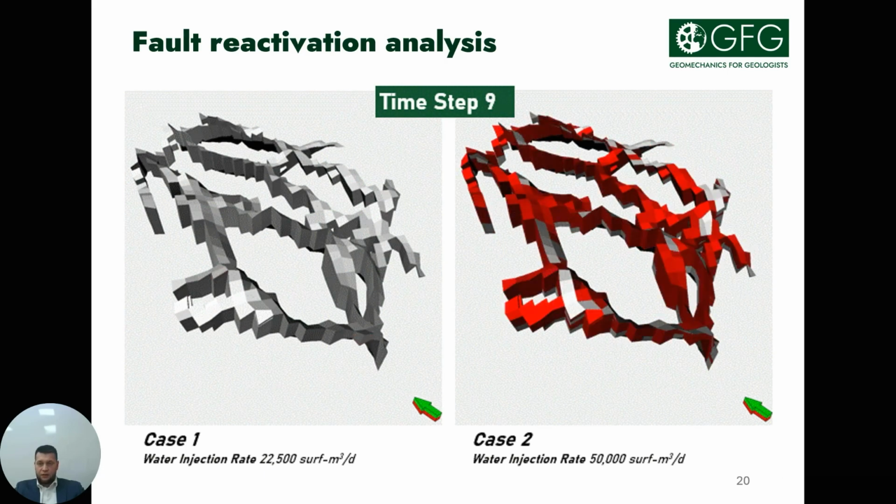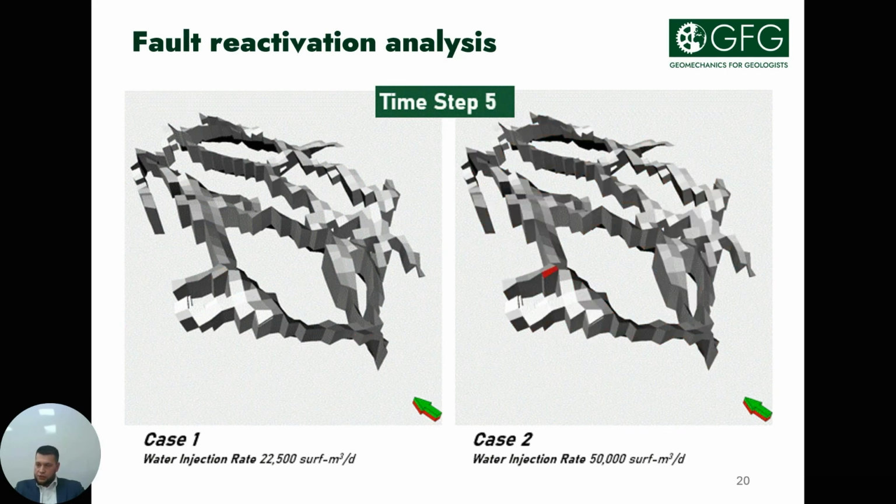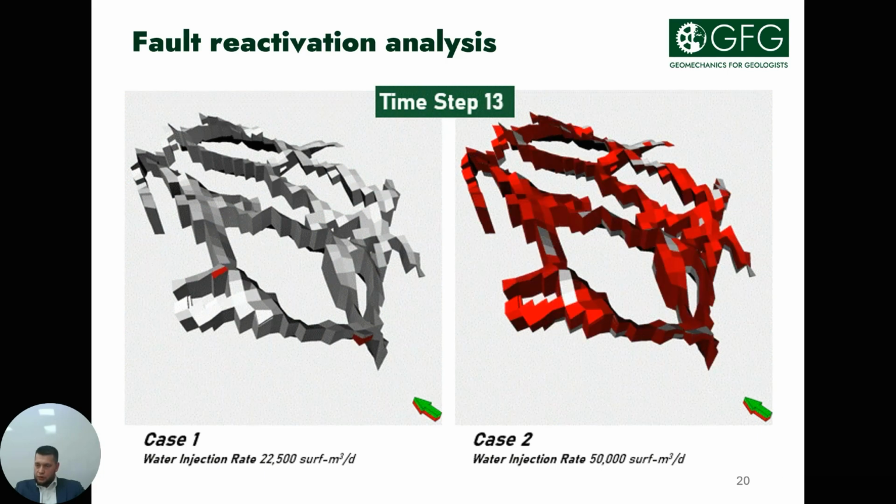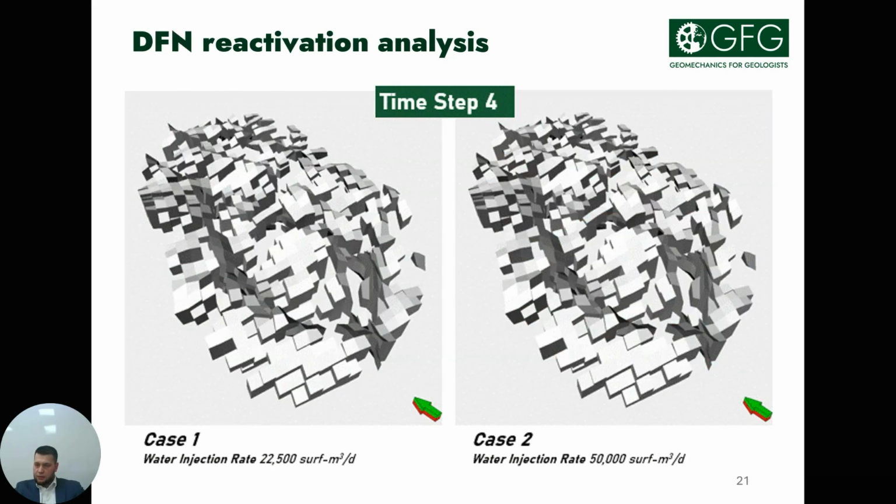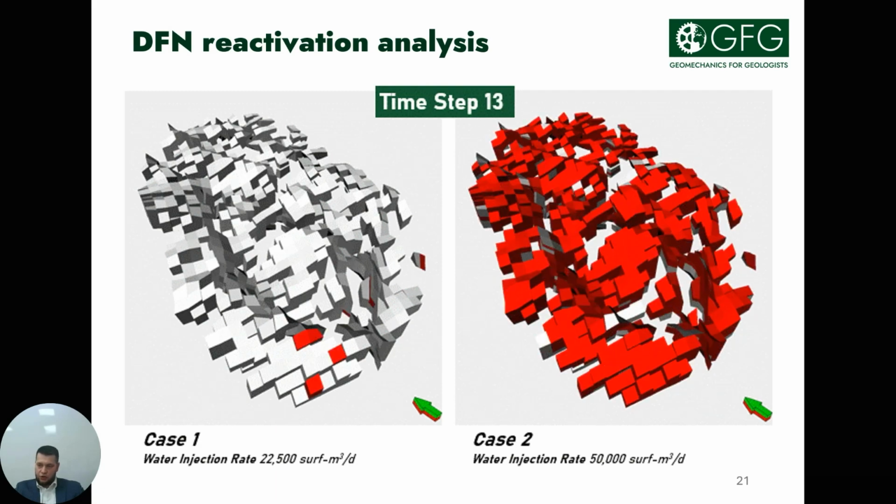This slide shows the reactivation of faults over time. Non-reactivated fault cells are shown in white, and reactivated fault cells are shown in red, for which the Mohr circles go beyond the failure criteria. It's the same for the discrete fracture network, DFN fractures.